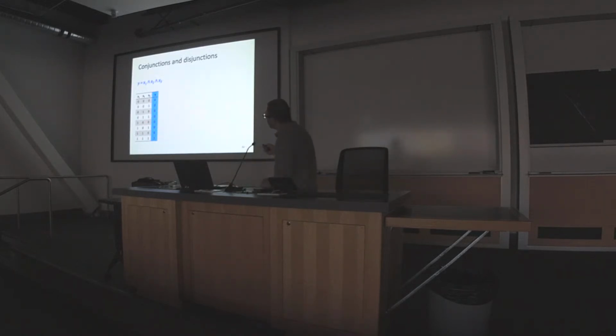These are called conjunctions and disjunctions. It's a very commonly used Boolean function. So let us look at this simple conjunction function, which is a conjunction of 3 Boolean variables, x1, x2, and x3.